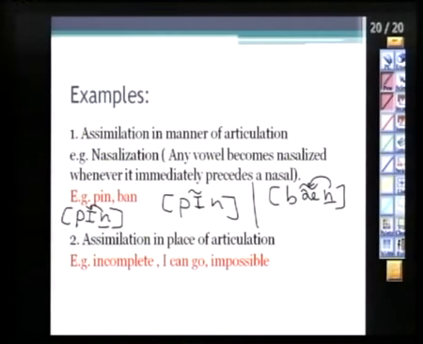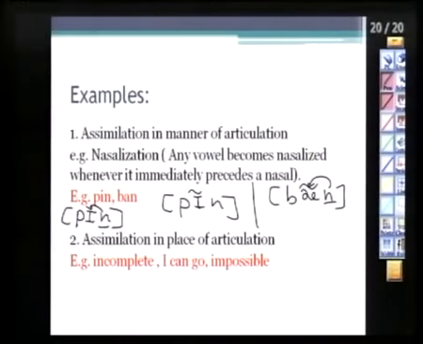Okay? We're not going to use the word nasal. You have to say nasalized. Because originally, this vowel is an oral vowel. Okay? It becomes nasalized because it is affected by a nasal. This is assimilation. Okay? Another example of assimilation is assimilation in place of articulation.